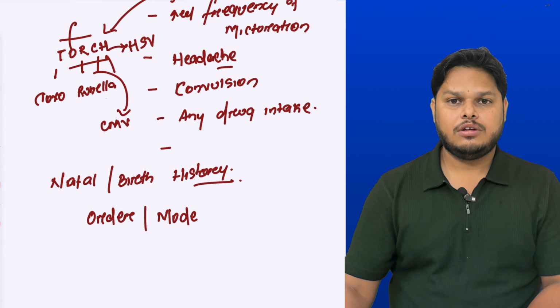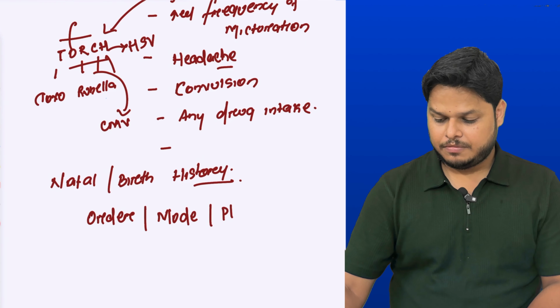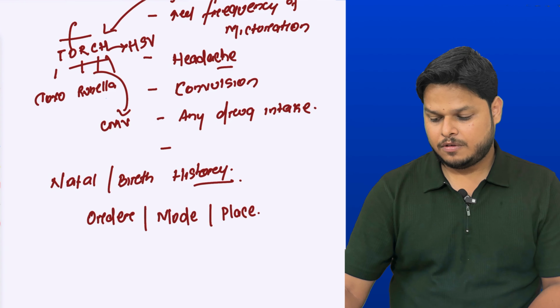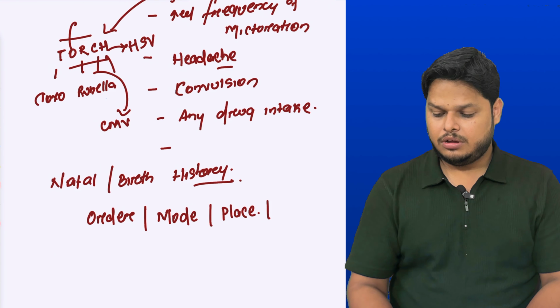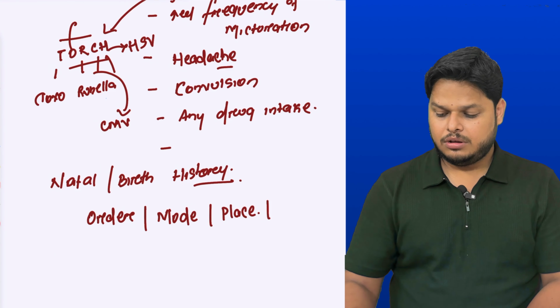Whether it was a normal delivery or a cesarean section. Place: whether the delivery was conducted in the hospital or at home. It's better to say domiciliary delivery than home delivery. It's a baby, not a pizza. Then term or preterm or post-term. Less than 37 weeks is preterm, 37 to 42 weeks is term, more than 42 weeks is post-term.